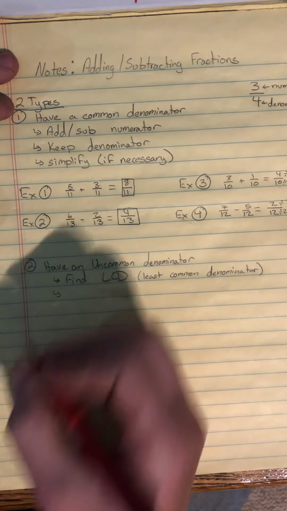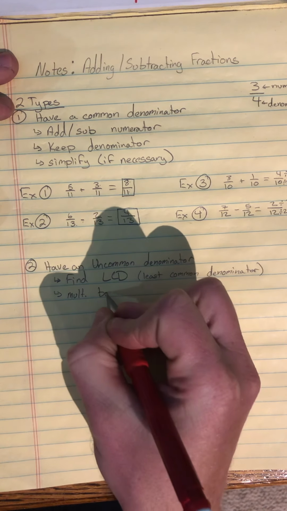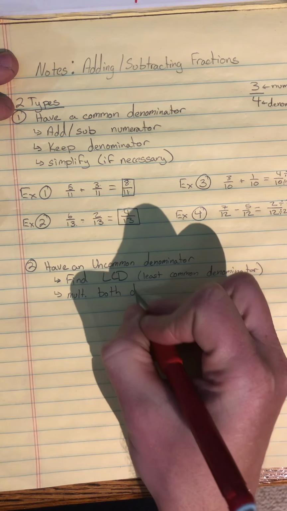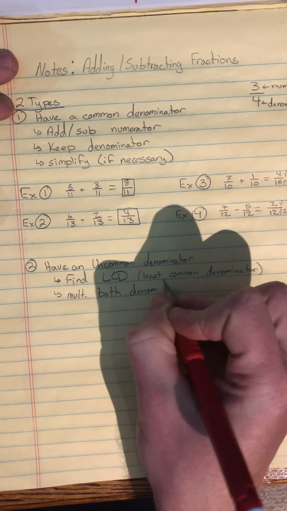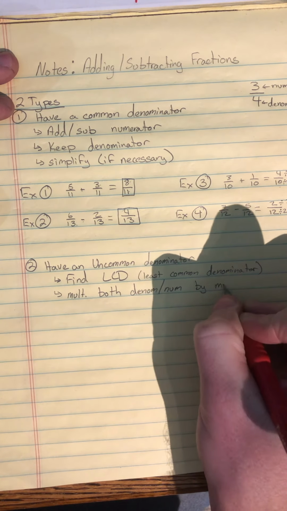After you do that, you multiply both the denominator and the numerator by that multiple. And we'll go over that in an example.